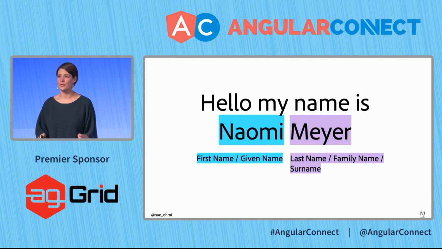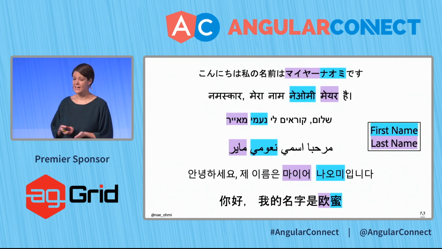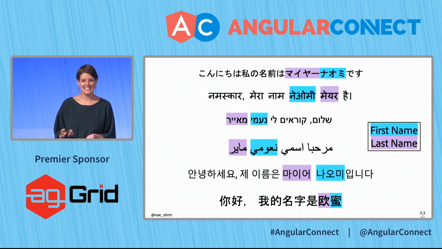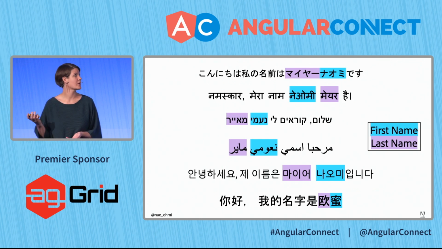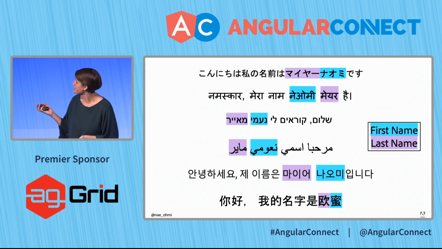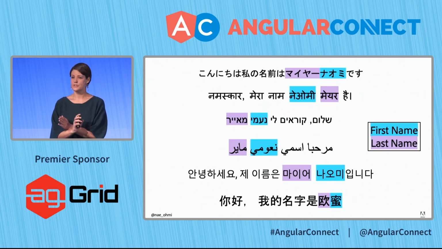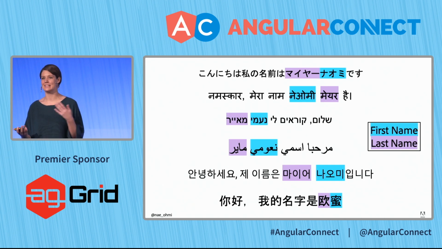But I did a poll around the office, and I translated this string into Japanese, konnichiwa, watashi no namae wa Maya Naomi desu, into Hindi, Hebrew, Arabic, Korean, and Chinese. And here, my first name is highlighted in blue, and my last name is highlighted in purple. As you can see, sometimes the order flips. Sometimes people define themselves in certain cultures by their first name, last name. Sometimes it's last name, first name. And then obviously sometimes the text reads left to right, sometimes it reads right to left.